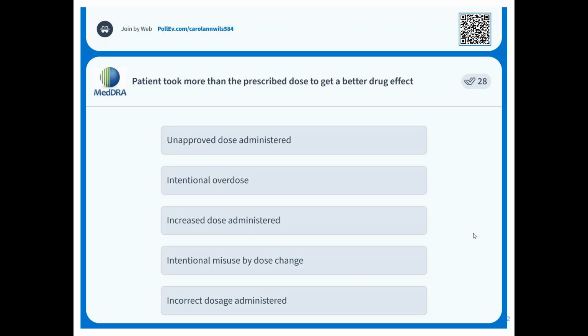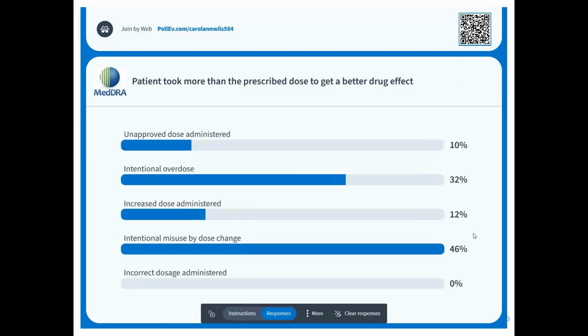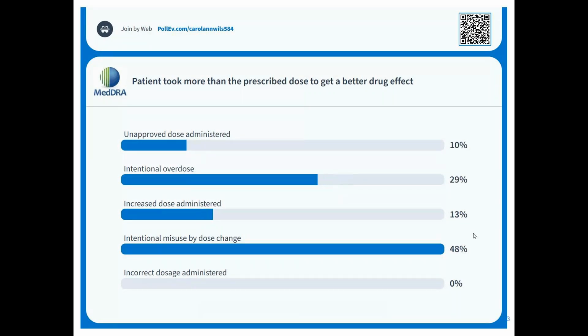Remember our decision chart? What do we know here? Let's see what you're going for. Intentional misuse by dose change is by far the most popular answer here, but we also have the intentional overdose, increased dose administered, or unapproved dose administered as options. Let me close the poll.